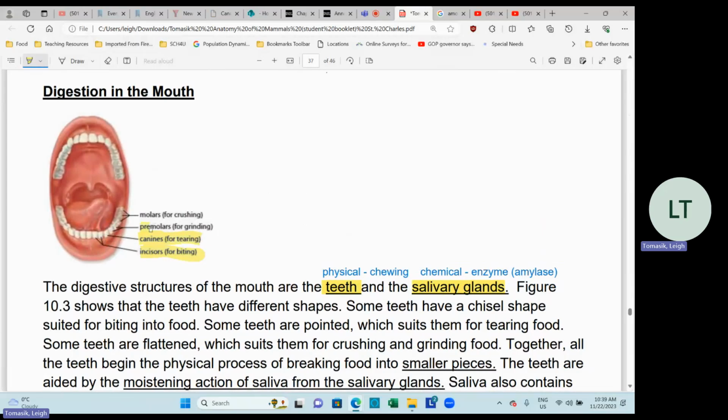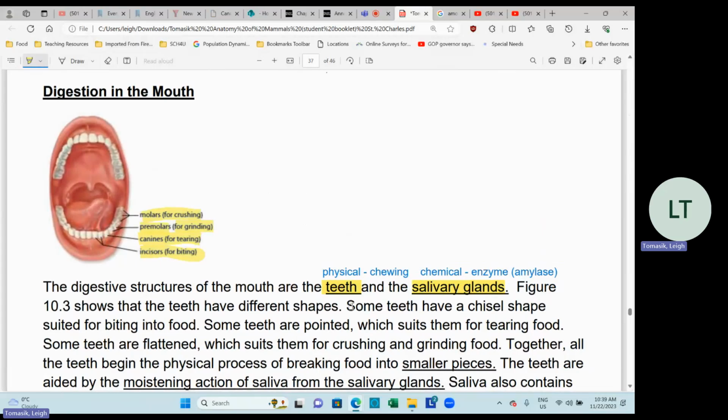You have premolars. Premolars are there to help you grind your food. So if you are eating, say, nuts or seeds, they will help to make them smaller. And then we have molars for crushing, right? For very hard food, like if you have a raw carrot, they will help crush the carrot.